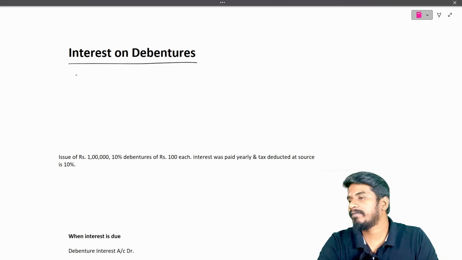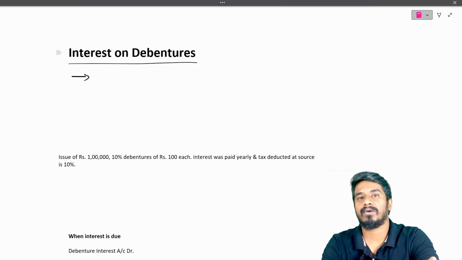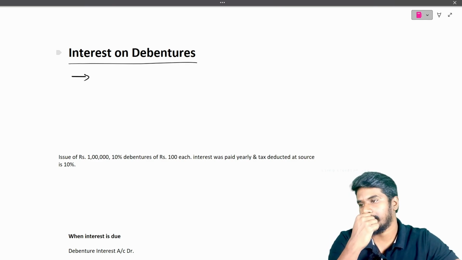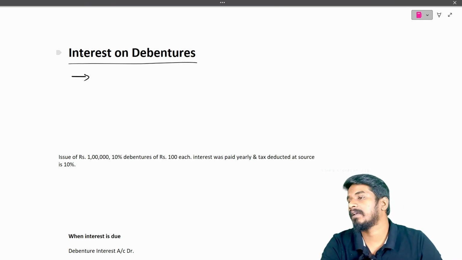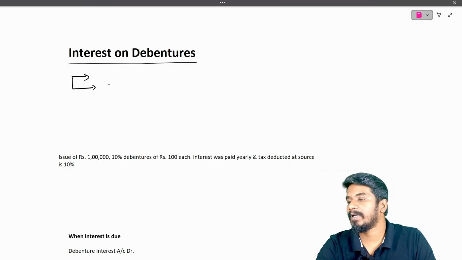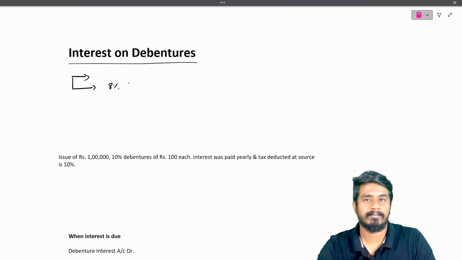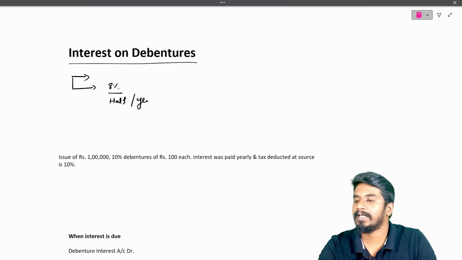It is nothing but, if you take any loan, let us say a bank loan, you will need to pay interest monthly, correct? Some interest, 1 or 2%, you need to pay. Likewise, the company needs to pay the debenture holders. Let us say the company may pay 8%, maybe half yearly or yearly once. That is the company's policy.